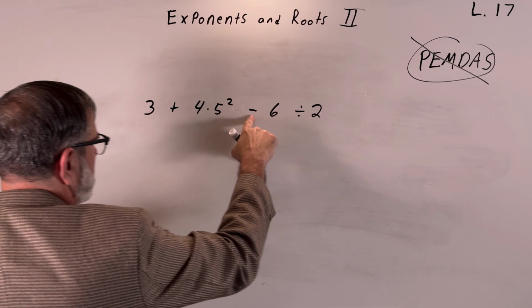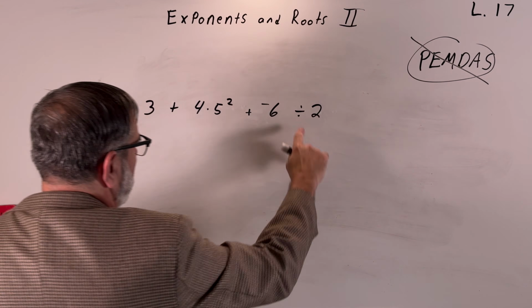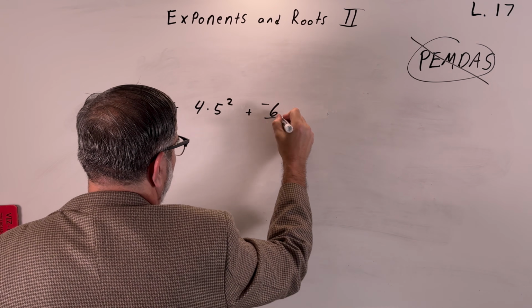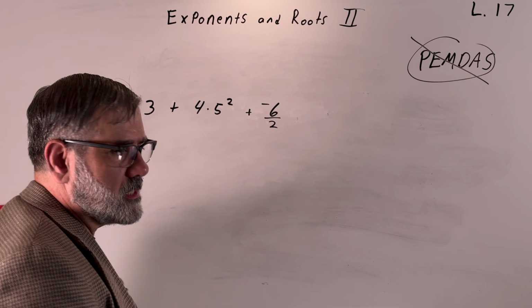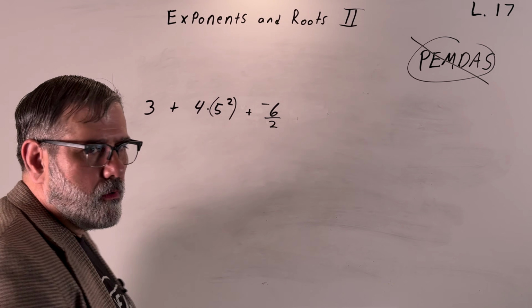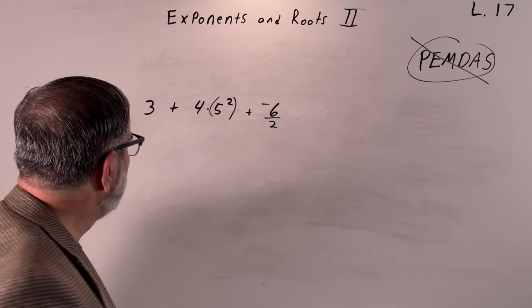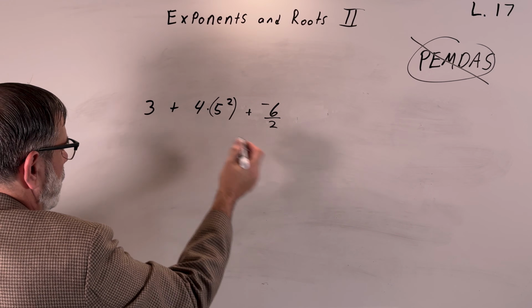Well, we've got to get rid of these subtractions and turn that into plus a negative 6. Get rid of that division, turn that into divided by 2, or 6 times 1 over 2. We can put parentheses around this to remind us that we're only associating that square, that exponent 2, with the 5. And then we can do it in any order we want.